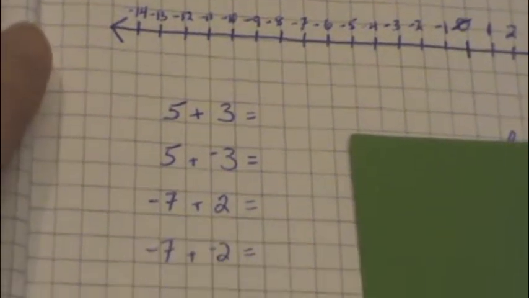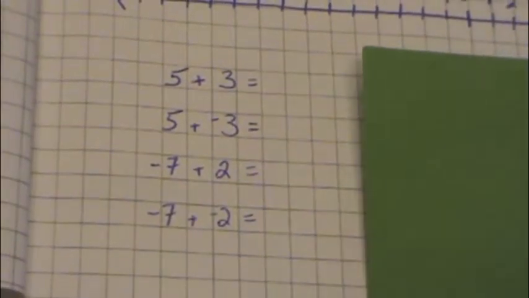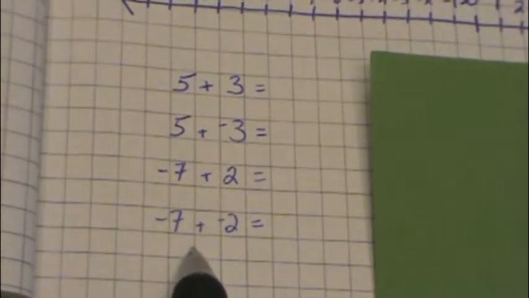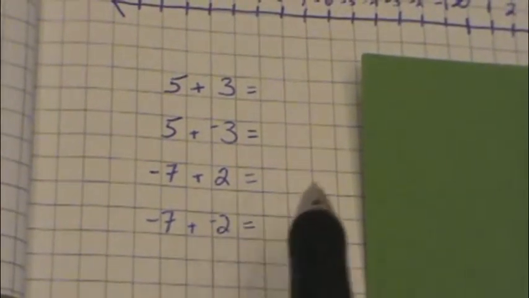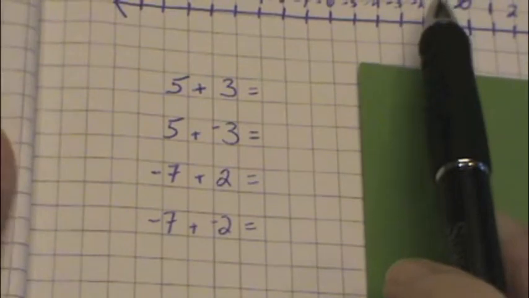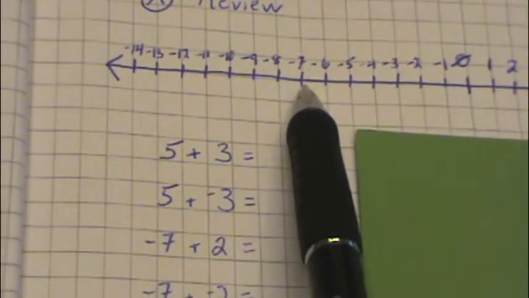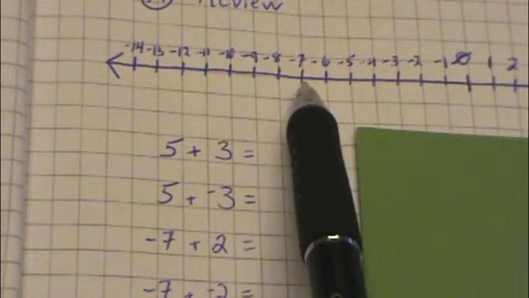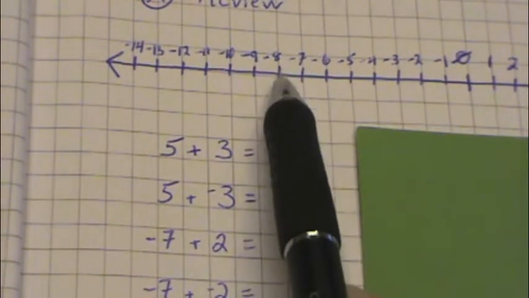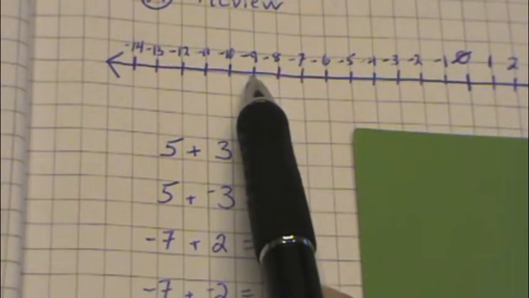Got one more problem down here. -7 plus -2. Come back up to the number line. -7. We're adding -2. So we're going this way. 1, 2. Think about that. Let it sink in.